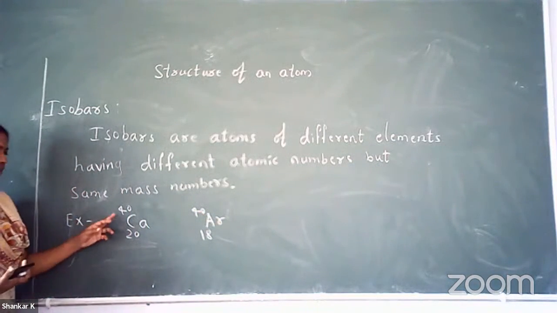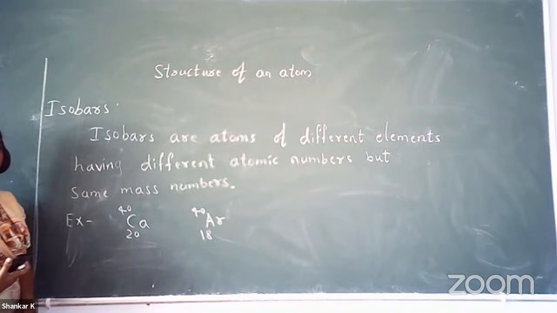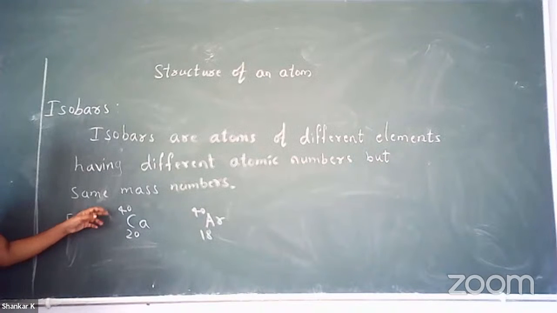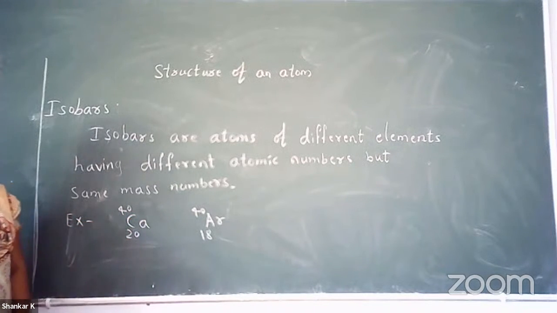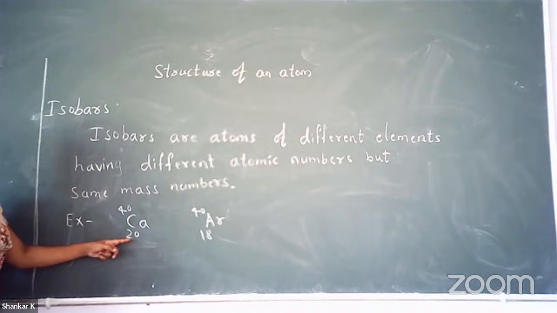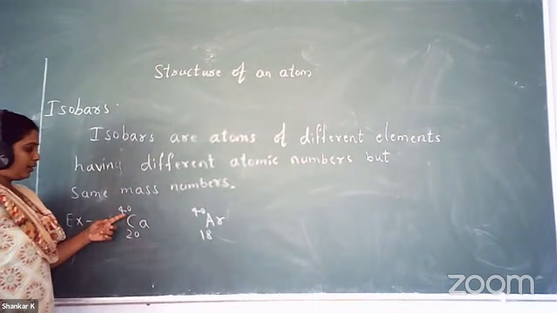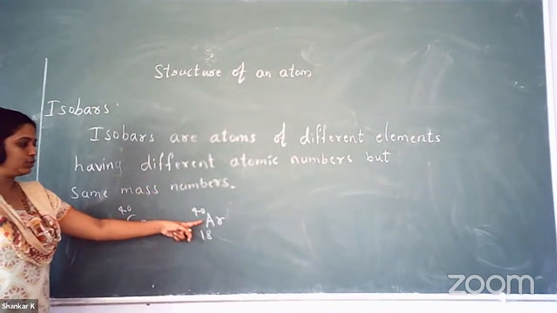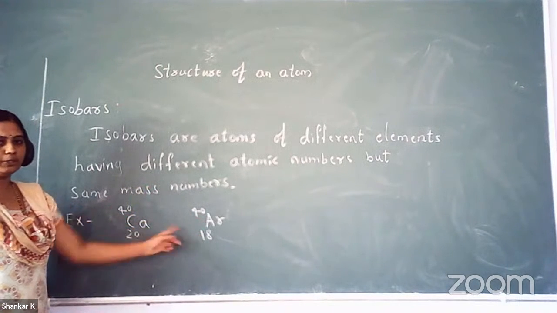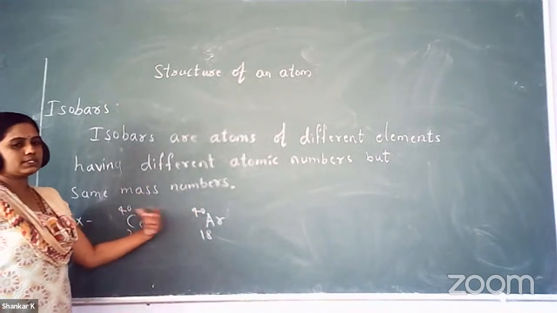You can check in your table where you have written the mass number and atomic number. We have not written argon; till 20 we have written the atomic numbers. So in calcium, 20 is the atomic number and the mass number is 40. And like that, argon also has a different atomic number, and they have the same mass number.